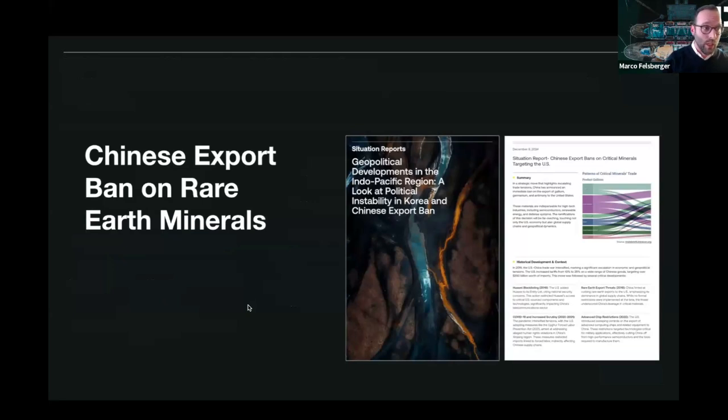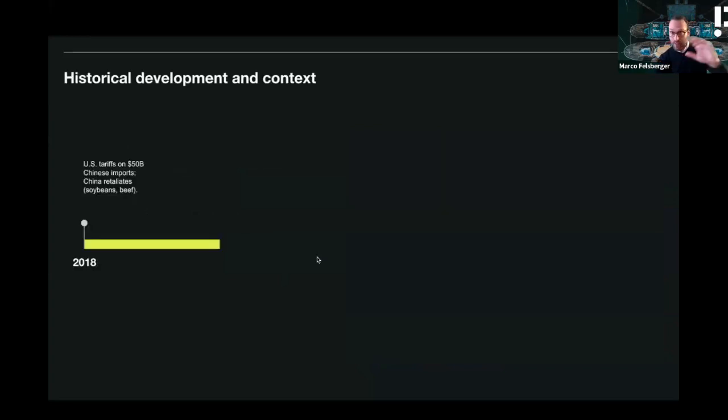I want now to look at the next big thing, which was almost at the same time. So it was a busy week indeed. The Chinese ban on some rare earth minerals. You will get the situation reports afterwards, and you can read it in detail, but I'd like to give you a bit of context here as well. What happened in the past, and when this escalation path started to gain traction.